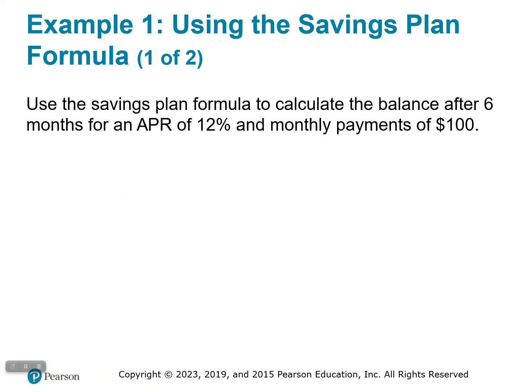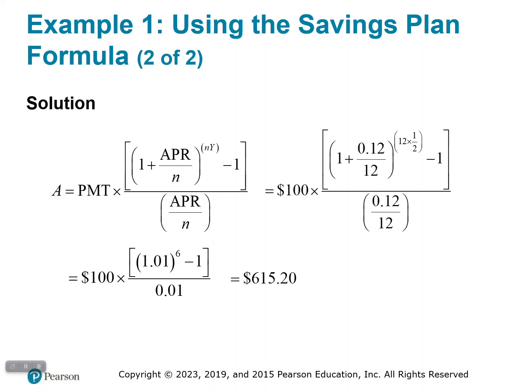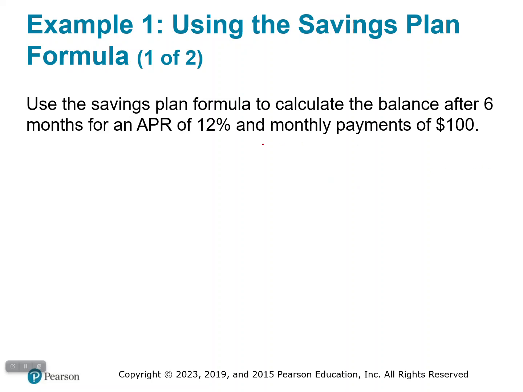Here we go. Use the savings plan formula to calculate the balance after 6 months for an APR of 12% and monthly payments of $100. Oh my goodness. Okay, let's look at a couple of things. 6 months. So the number of years is 1/2, or in this case, I'll probably use a 0.5. An APR of 12%, remember 12% is in decimal form, 0.12. Monthly payments of $100.